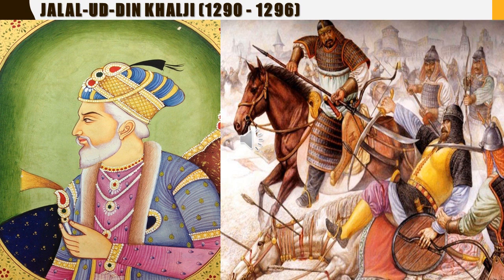Alauddin, after defeating Ramachandra, plundered the city and returned with huge wealth. With the help of his wealth, he bought off the prominent nobles and important commanders of Jalaluddin Khilji and murdered him treacherously. And then he declared himself the Sultan of Delhi in the year 1296 AD.